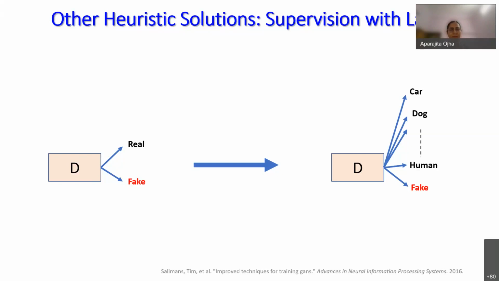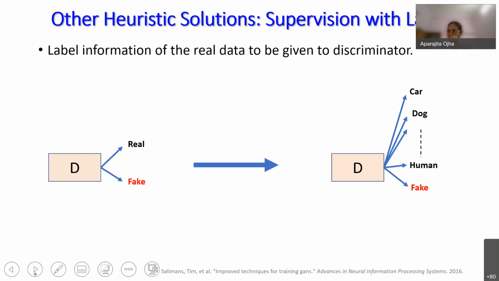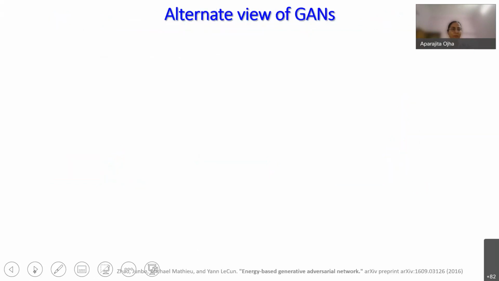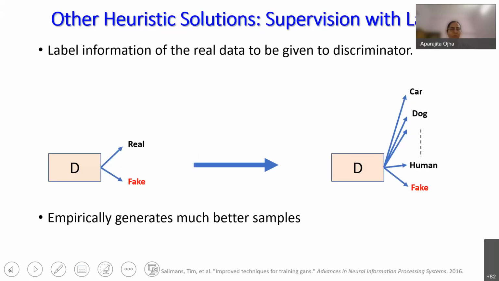As the authors themselves say, it is not very well known why it does better, but empirically it has been studied and found that this does provide a better solution. Intuitively it is good that I classify into different labels, and if it does not find that the sample belongs to any one of these labels because of the varieties, it will classify it as fake images. So label information of the real data is given to the discriminator, and it empirically generates much better samples. That is the method that was introduced by Salimans in 2016.